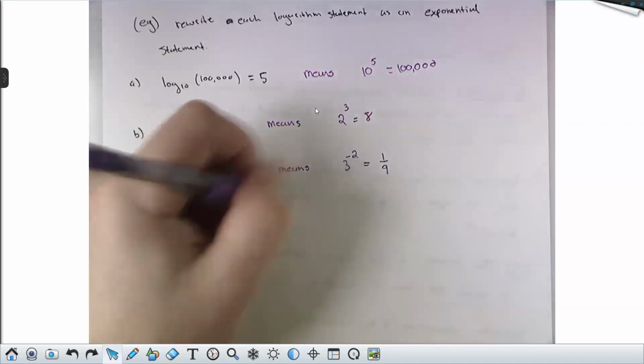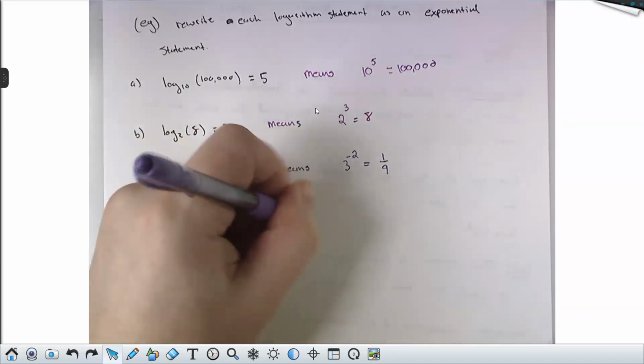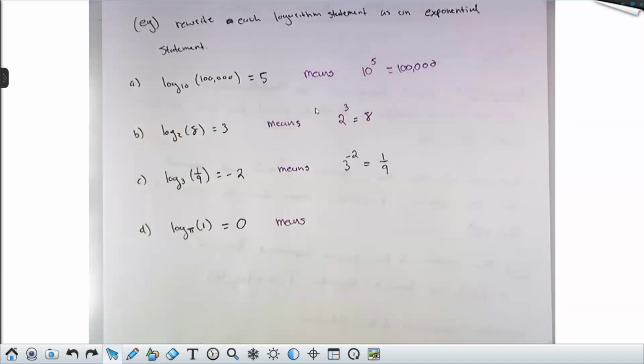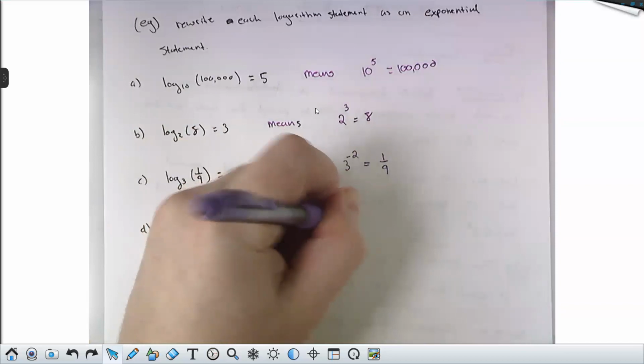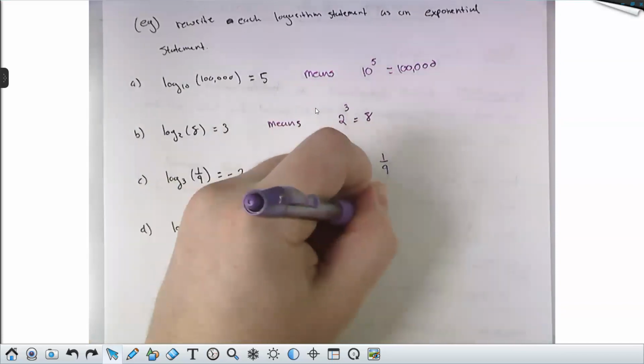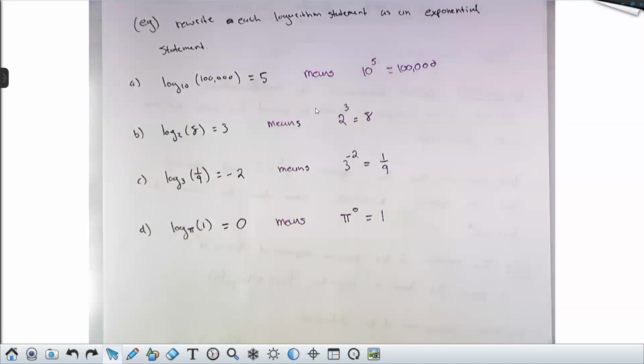All right, this last one's kind of fun. What does it mean to say that the base pi log of 1 is equal to 0? It would be that pi raised to the 0 equals 1, because anything raised to the 0 equals 1. That's exactly correct. Pi to the 0 is equal to 1. And a fun observation about this last guy, the first three, these statements are very sensitive to the base, right? If this base here wasn't a 10, then this wouldn't be true, right? Like 7 to the 5 is definitely not 100,000. Only 10 to the 5 is. 2 to the 3 is 8, but like 4 to the 3 sure as shit is not.